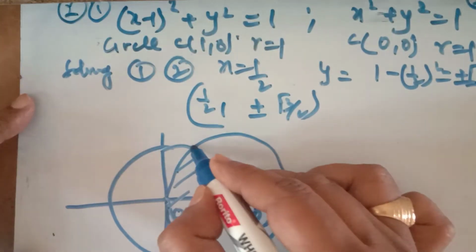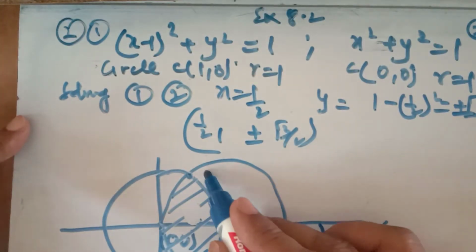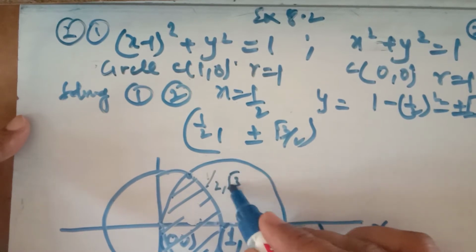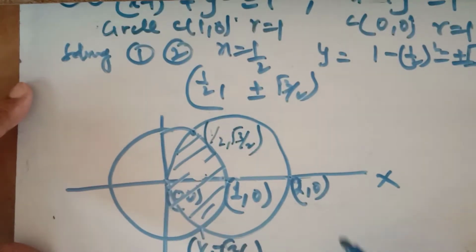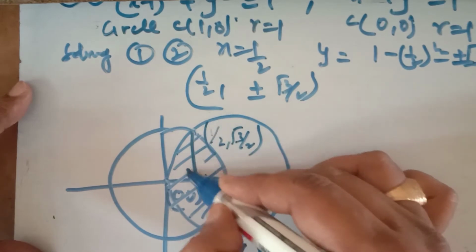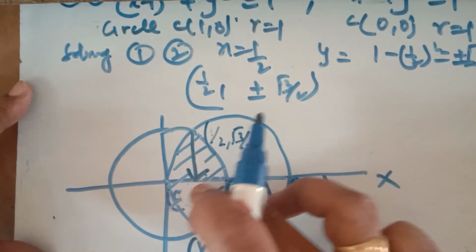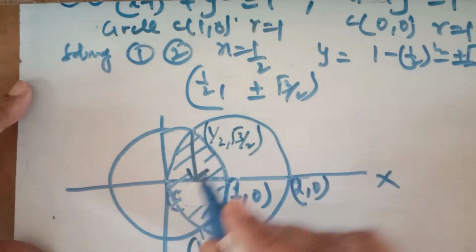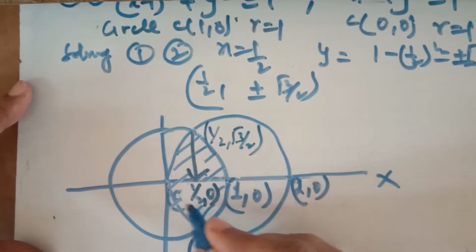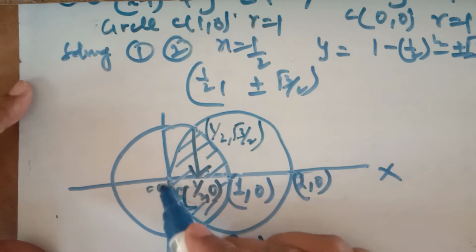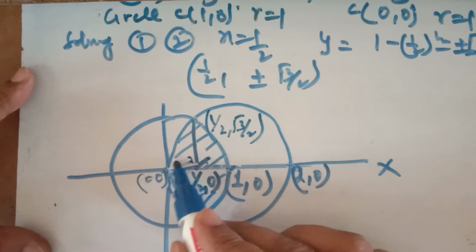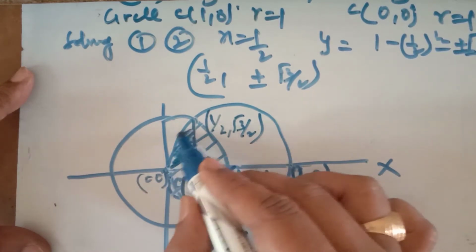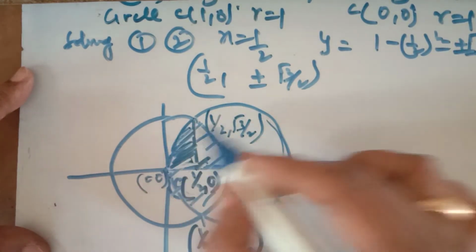Now the point of intersection, we have already found, is half, root 3 by 2, and this is also half, minus root 3 by 2. Now as usual, draw a perpendicular on the x-axis, and the value of x here is half, so it will be half, 0. So 0 to half, see it very carefully. The area you have to find from 0 to half is touching which circle? This circle. And this circle is which?